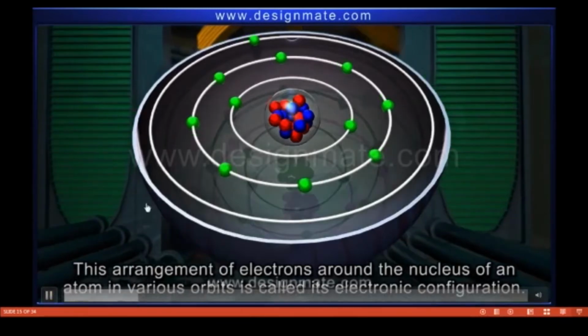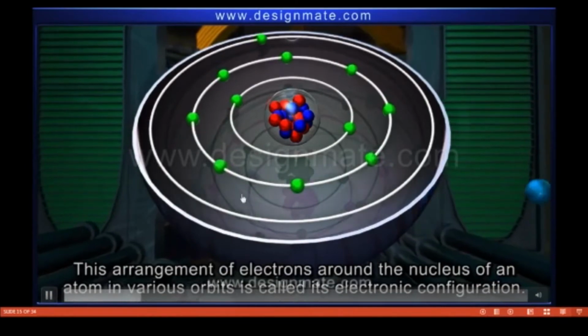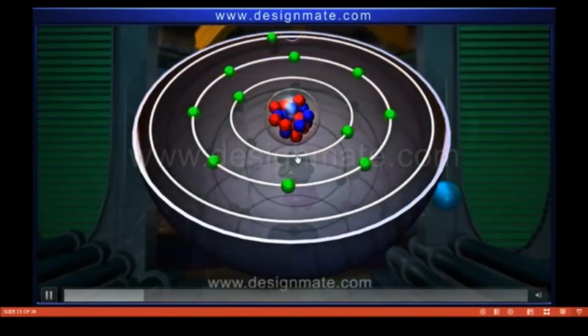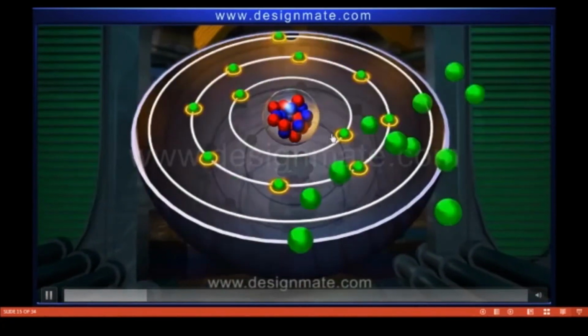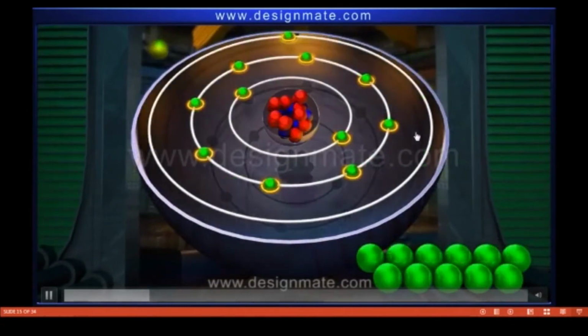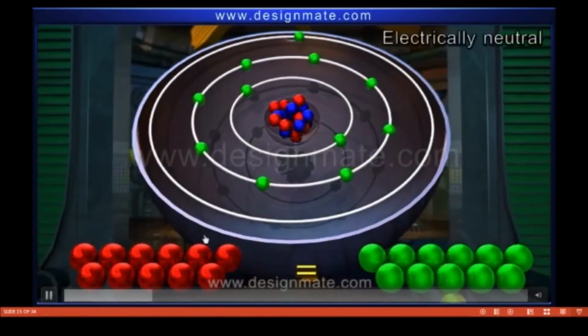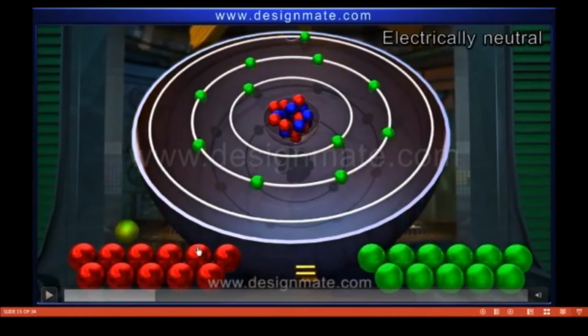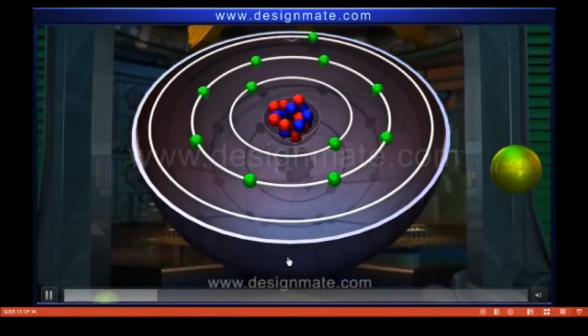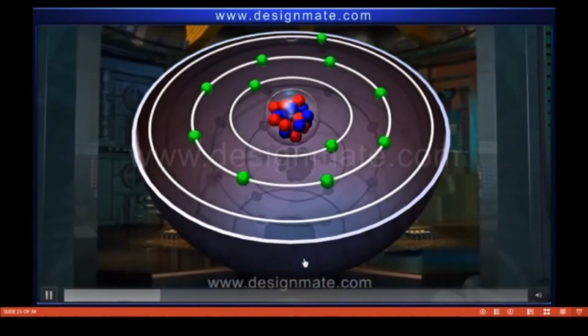That means if the K shell has two electrons, the number of protons is equal to the number of electrons. Always, the atomic number, number of protons and electrons are equal.